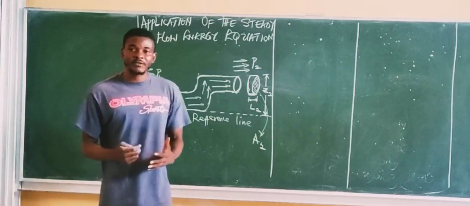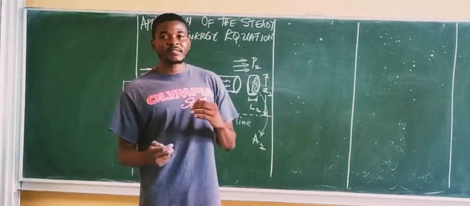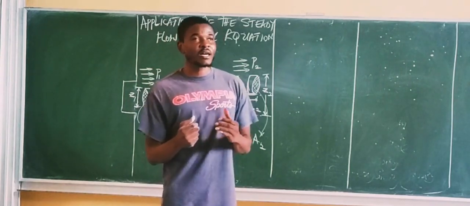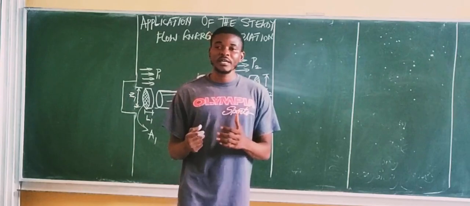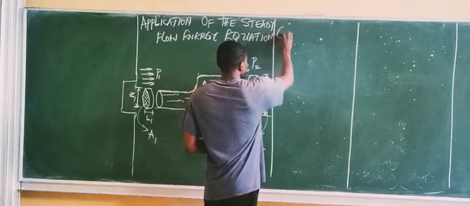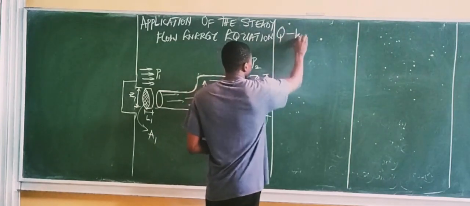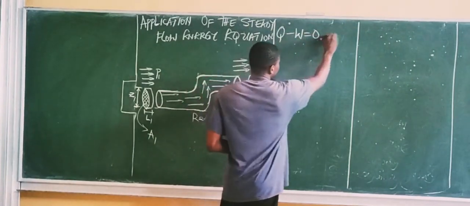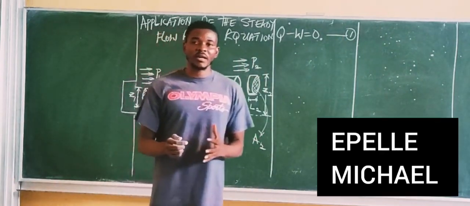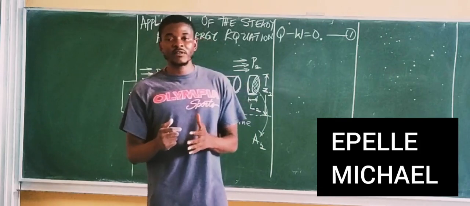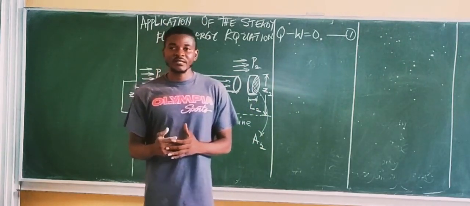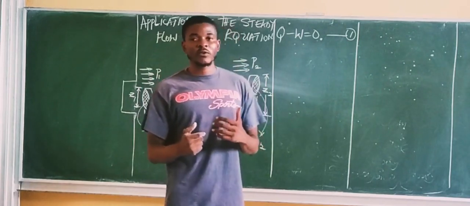When we talked about the first law of thermodynamics, I said the law is simply a law of energy balance, and the law was taken considering a closed system undergoing a cyclic process, and we obtained that heat minus work is equal to 0. So we call this equation 1. This is the law of energy balance, the first law of thermodynamics, for a closed system undergoing a cyclic process.